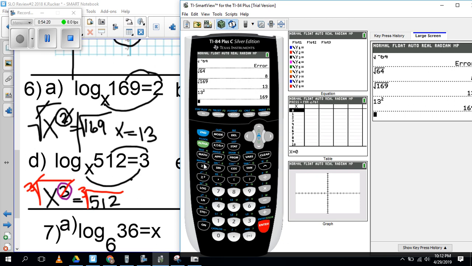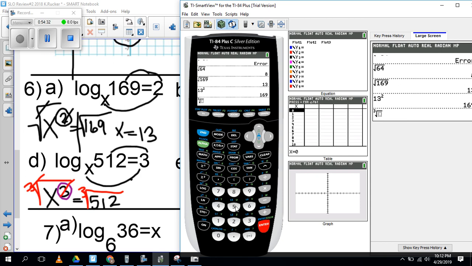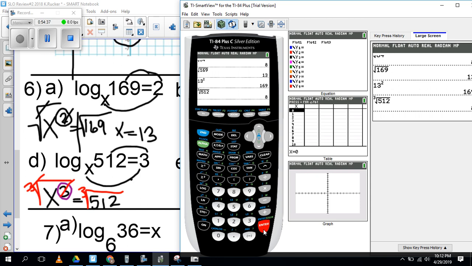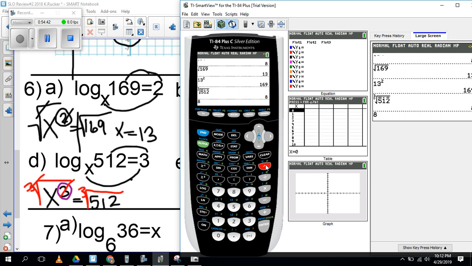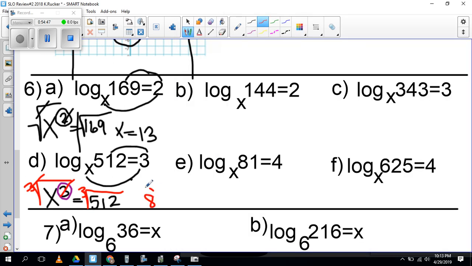So we go to the math button, and then you see this fourth button here. We can either use the arrow key and go down, and it comes up that way, and we do 512, and we get 8. So 8 to the third, let me show you. So basically 8 caret key to the third should give us 512. There we go. So that's another way of checking it. So now go ahead and complete the rest of them. So pause the video.